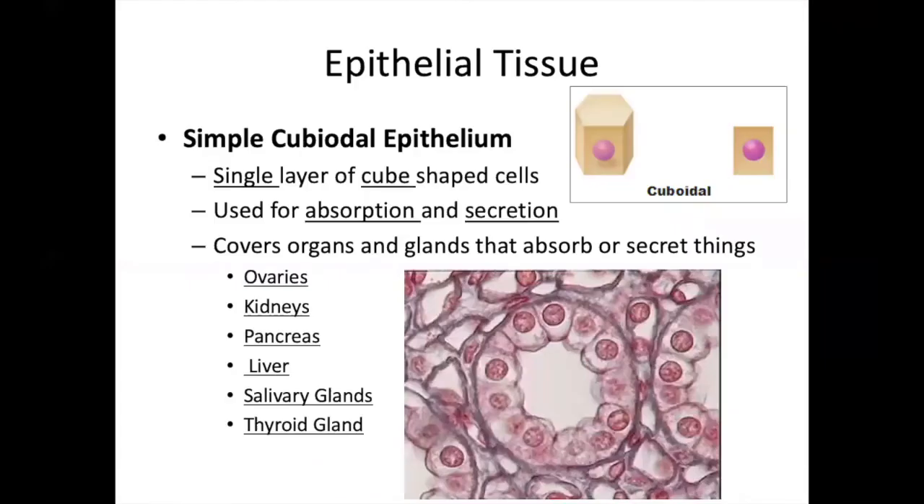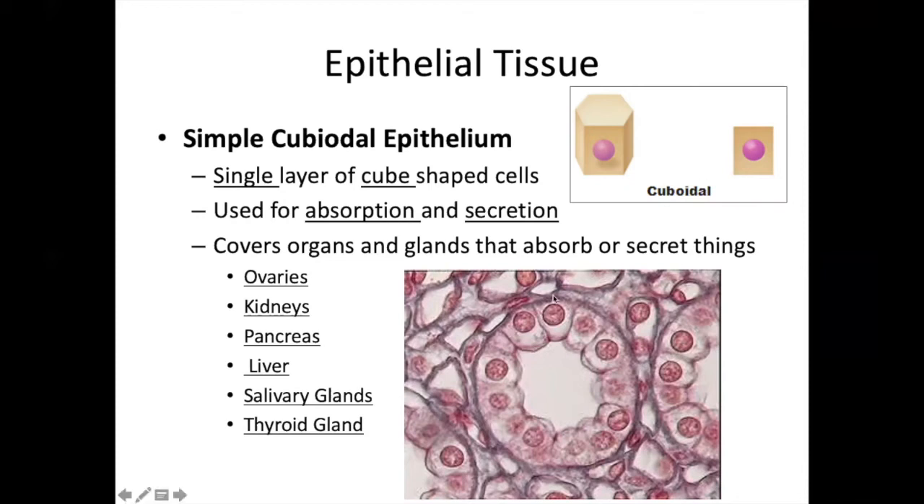All right. Simple cuboidal epithelium. Single layer of these cube shaped cells. Remember, they're not perfectly cube shaped. They're cells, they're wibbly wobbly, but up and down is basically the same length as side to side. So cube-ish shaped. And it's a single layer.